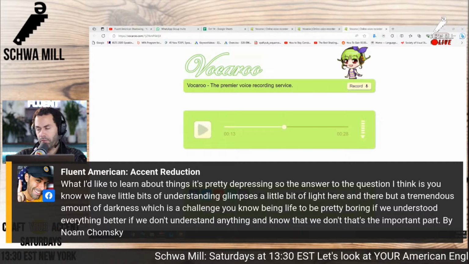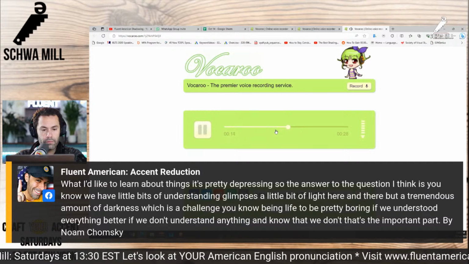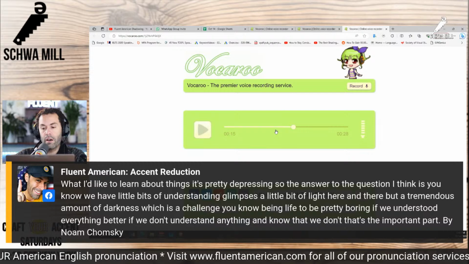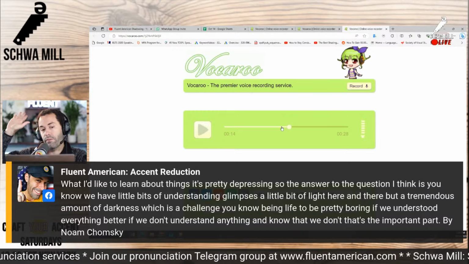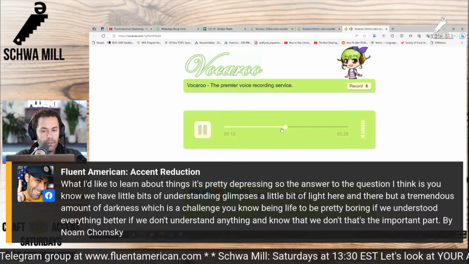Quote: "A little bit of light here and there, but a tremendous amount of challenge." Okay, so "tremendous amount of challenge." Fine. Good pitch shift. We finally got some movement in the pitch. "Here and there, but a tremendous amount." Good, so we raised everything higher. That adds some contrast, so it's a lot easier to follow. Great move there. I like that.